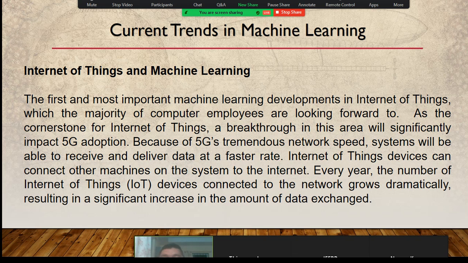impact 5G adoption. Because of 5G's tremendous network speed, systems will be able to receive and deliver data at a faster rate. Internet of Things, or IoT, devices can connect other machines on the system to the Internet. Every year, the number of IoT devices connected to the network grows dramatically, resulting in a significant increase in the amount of data exchange.